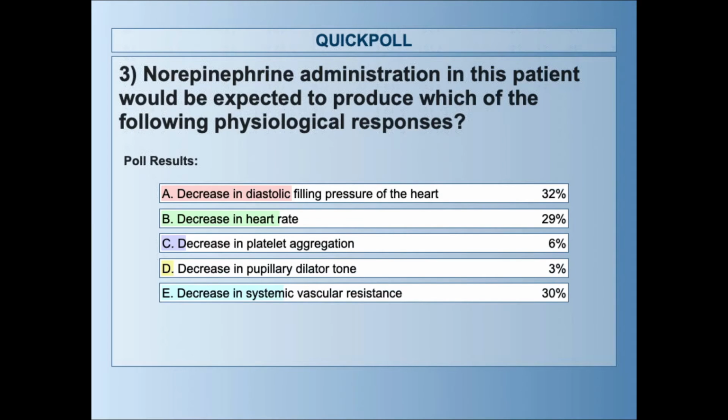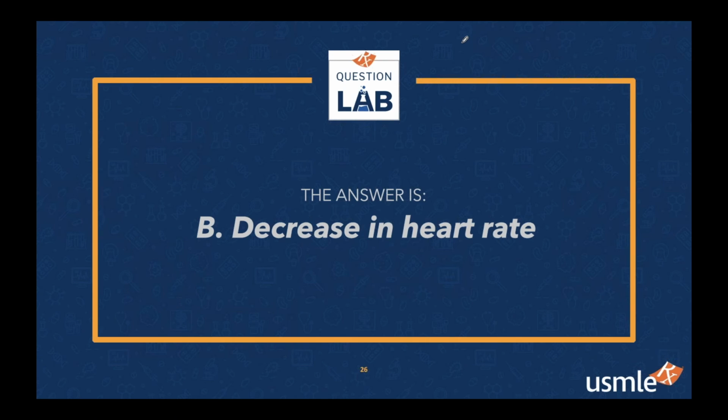It was a pretty even split. So 32% of you selected decrease in diastolic filling pressure of the heart. 30% of you selected decrease in systemic vascular resistance, and 29% of you selected decrease in heart rate. So let's take a look and see what the correct answer is. The correct answer is B, decrease in heart rate, and 29% of you got it right. So a challenging question here on the topic of cardiology, but not to worry, Boris is going to explain it to us now. Boris. Thank you, Sean.